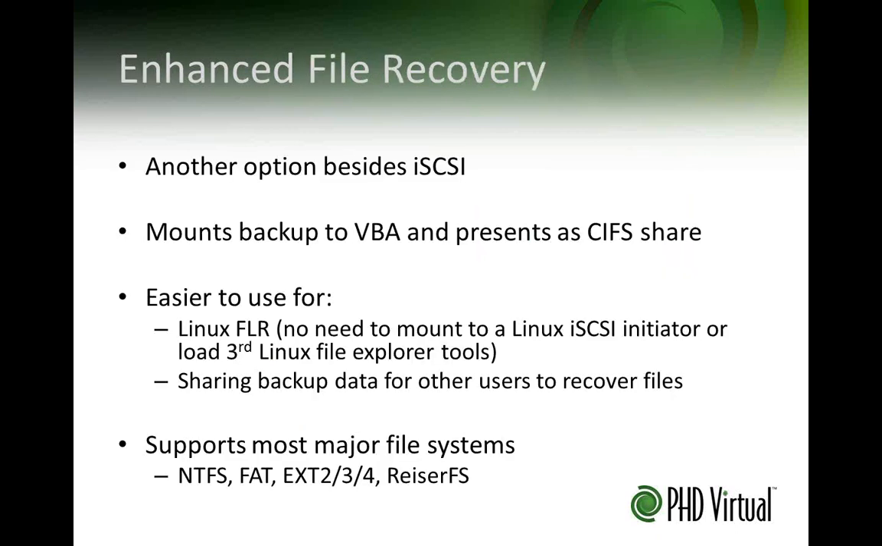Now let's talk about the enhanced file recovery. So this is going to give you another option besides the typical iSCSI connection that we've offered. You're going to mount the backup to the VBA and actually present this as a CIFS share. It's going to be easier to use for Linux because there's not going to be any need to mount a Linux iSCSI initiator or any sort of third-party Linux tool. It's going to be easier to share backup data to other users so they can recover their own files.